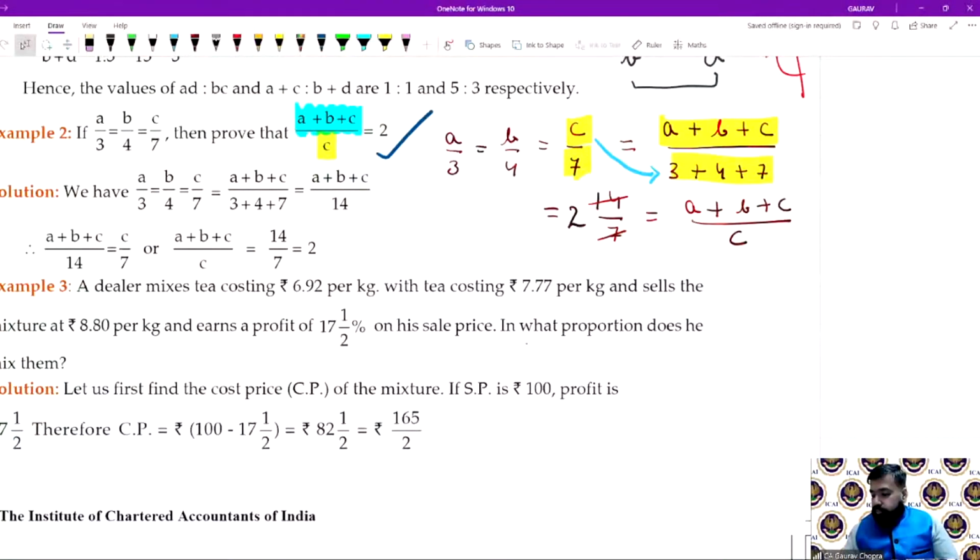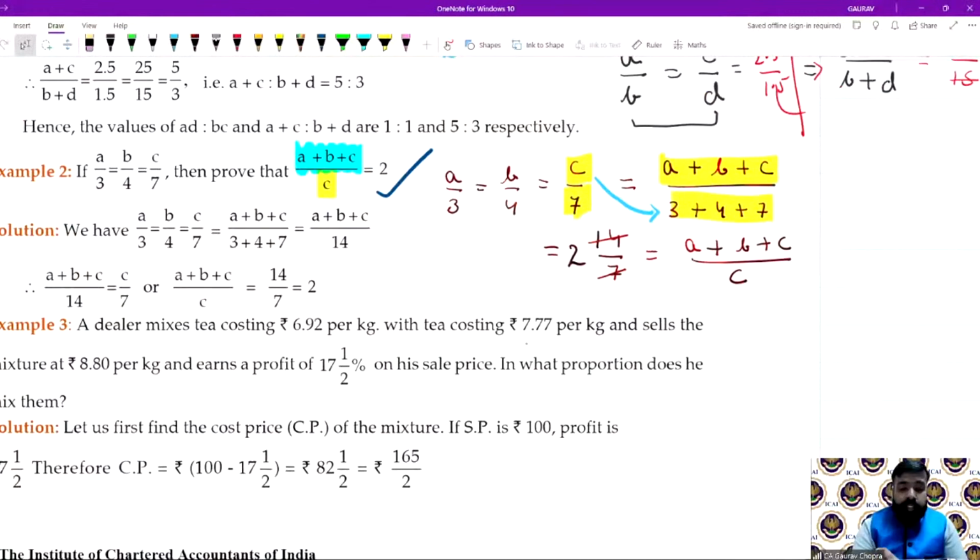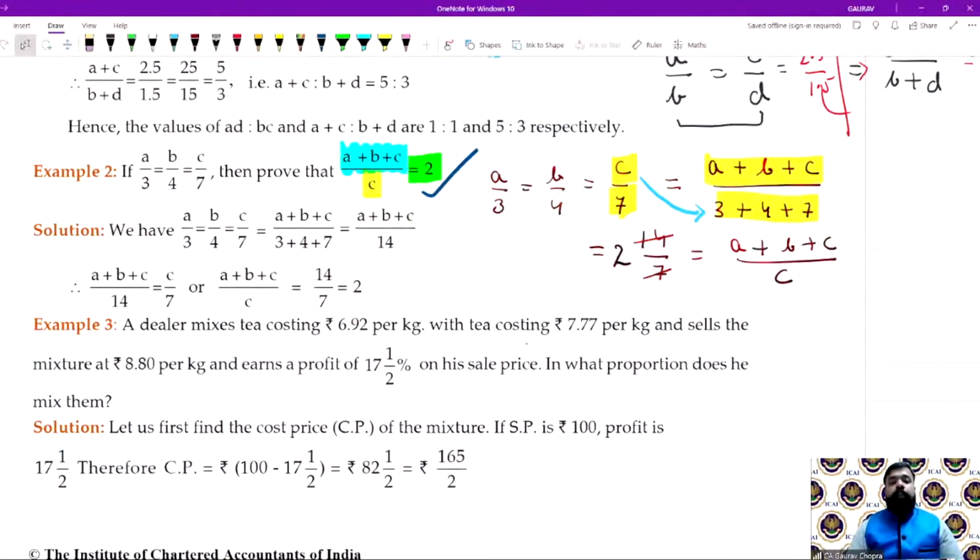Okay, Tanishka is asking, will we get a proving question in the paper? See, you don't have to prove in the exam, but yes, you have to find the result. The question can come in this manner: find the value of A plus B plus C upon C. And four options will be there, 1, 2, 3 and 4, and you have to choose the correct option. So in this manner, the same question can appear. All right. So this was example number 2.